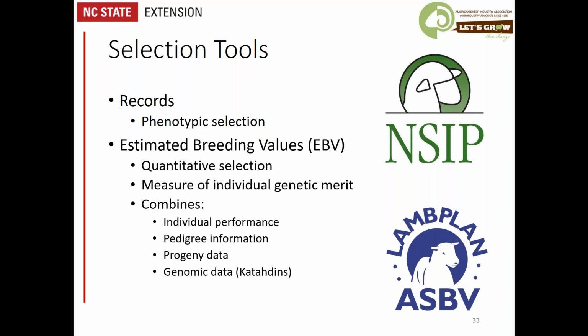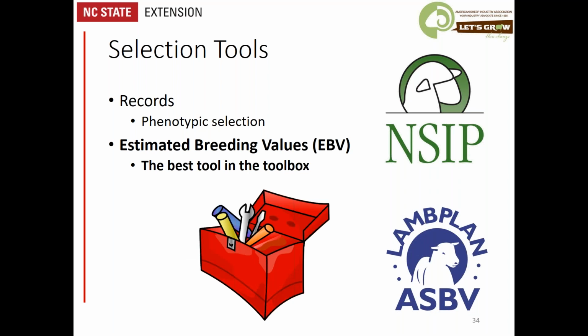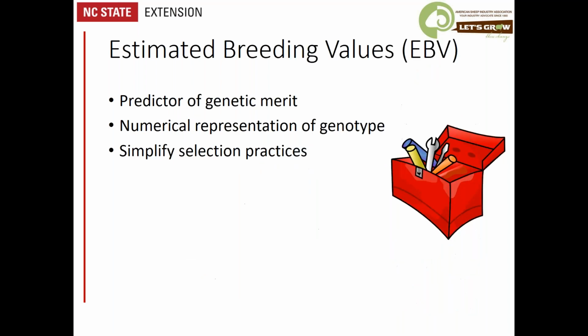And then new for Katahdins, as of this past fall, we now have genomic information that's included in that genetic evaluation. So we have what we call genomic enhanced estimated breeding values, which improve the accuracy of those breeding values. And because there's so much information that's included in these breeding values, they are the best tool in our toolbox in terms of selection tools that we have available. So like I said, they're predictors of genetic merit. They're a numerical representation of genotype. So it's simply a number that tells us what the genotype is of an individual. And it's going to simplify selection practices in that way, because I can look at a single number or a couple numbers and be able to understand the genetics of that individual without overly complicating it.